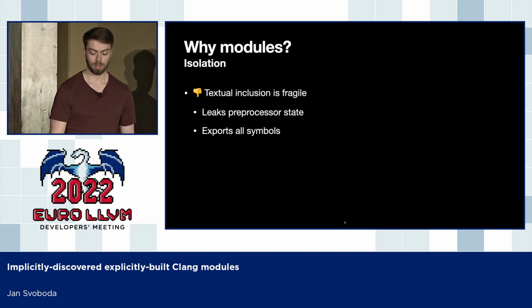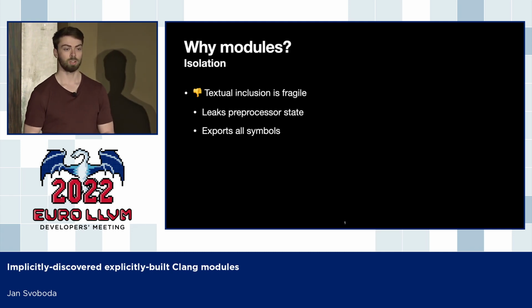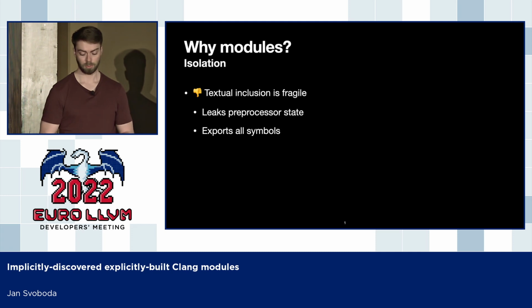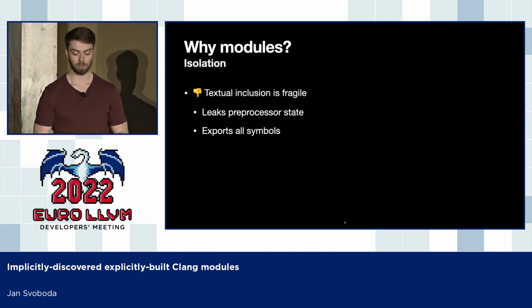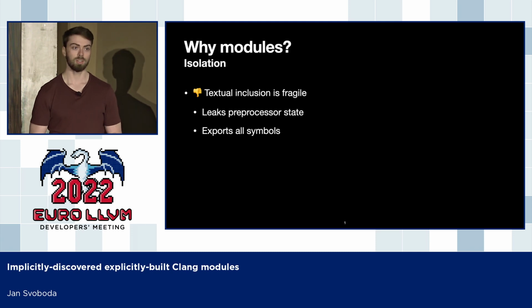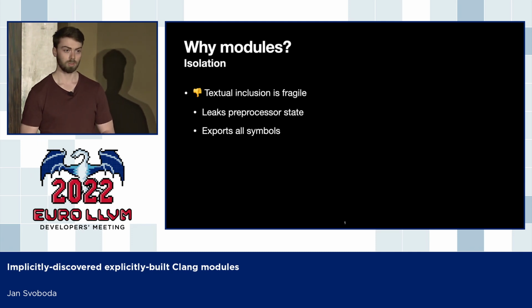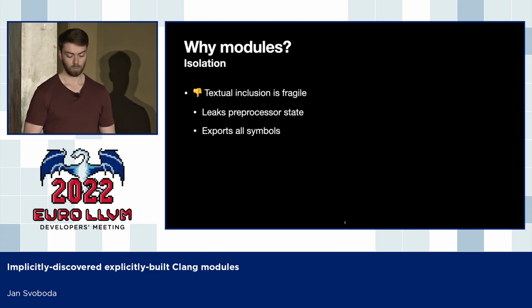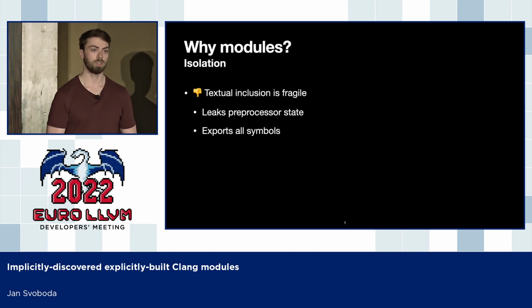The main reason is that textual inclusion is extremely fragile. It's way too easy for developers to accidentally leak preprocessor state from one file to another, which may silently change the semantics. Another pitfall of textual inclusion is that libraries unconditionally export all symbols, even those of its dependencies. When consuming a library, developers have no way of knowing which symbols are exported intentionally and which by accident due to the copy-paste nature of textual inclusion.